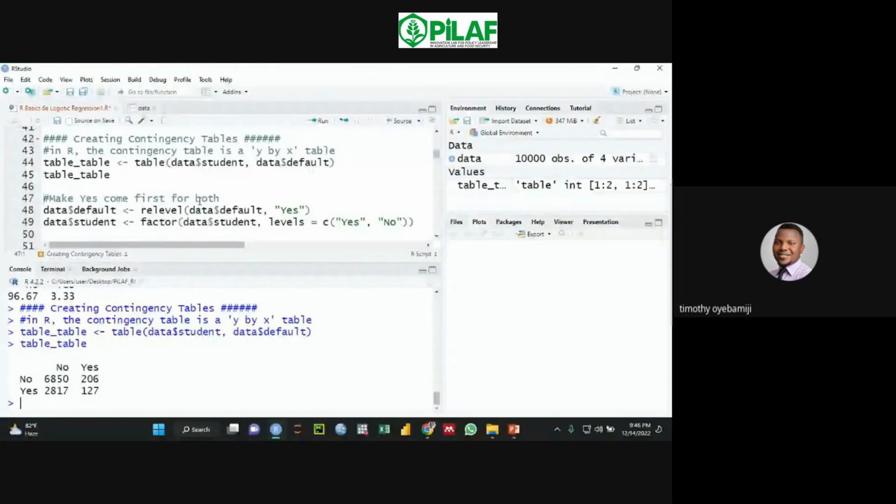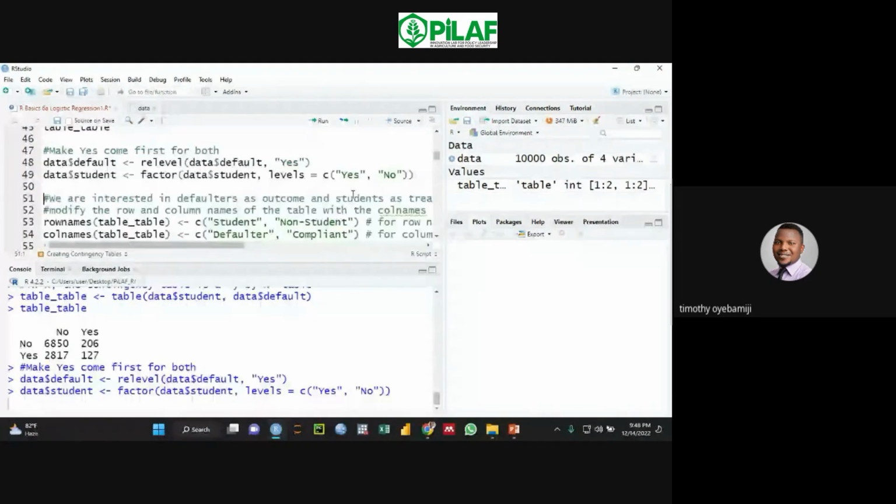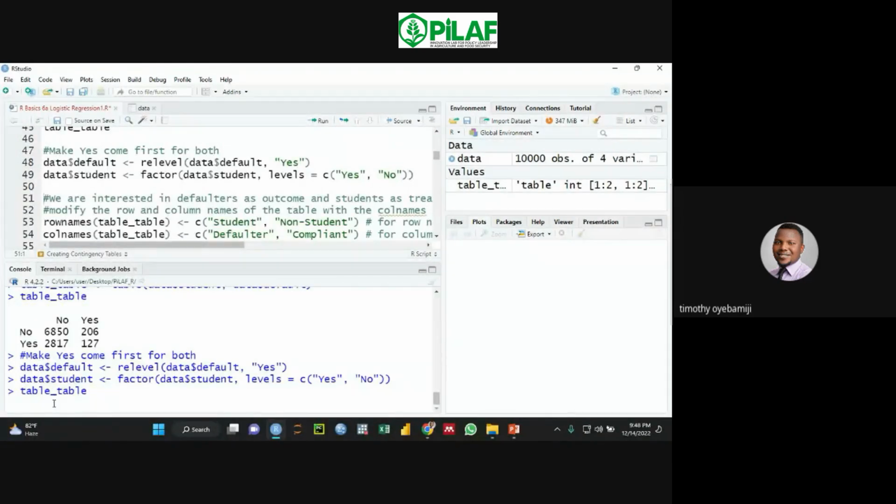So now, this is what we are doing. We are bringing the column defaults out from the data sets, and the relevel. There are two ways to do it. So I'm using the first one for defaults and the second method for students. All right. So the relevel function would tell R to make yes the first option. I'm going to run this as well for students. Then let's see the table again. I'm writing this inside the console. Table underscore table, and here we have.